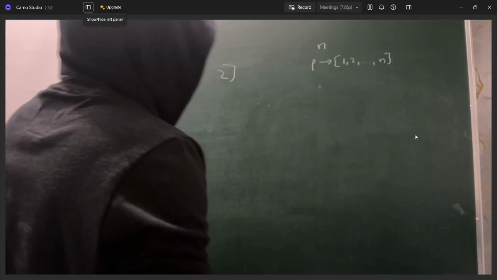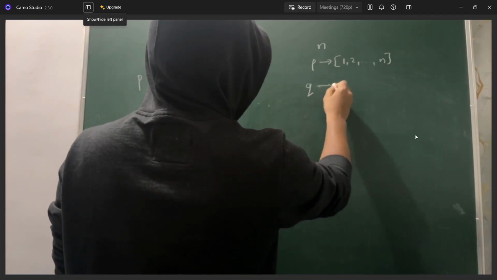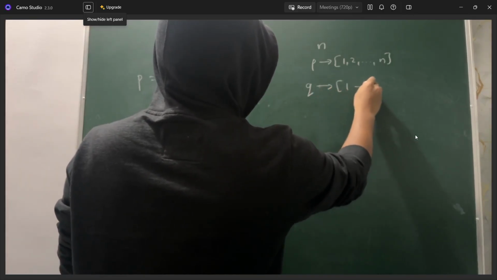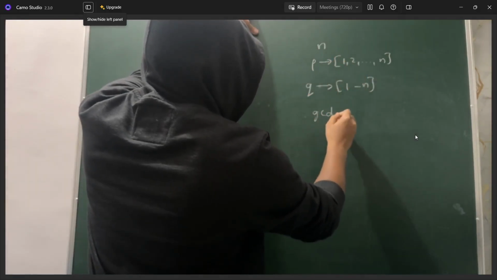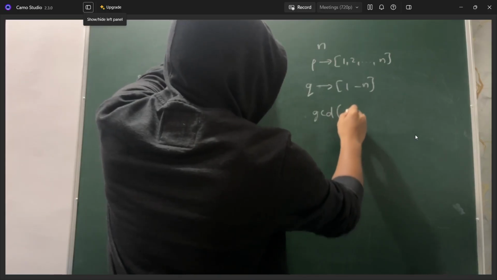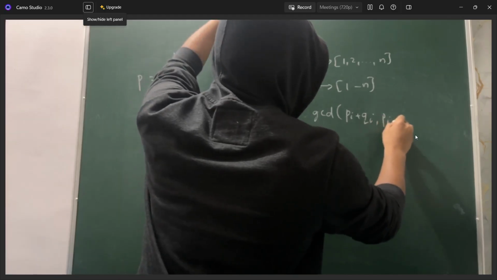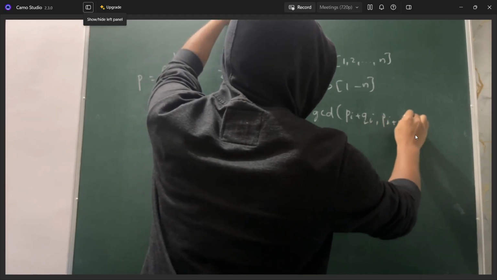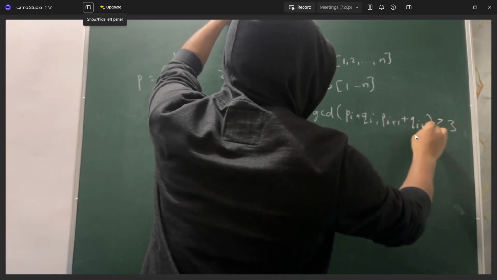This is what they have given, and they're asking us to output one permutation q, which is again from 1 to n, in such a way that the GCD of (p of I plus q of I, p of I plus 1 plus q of I plus 1) should be greater than or equal to 3, that's what they're saying.